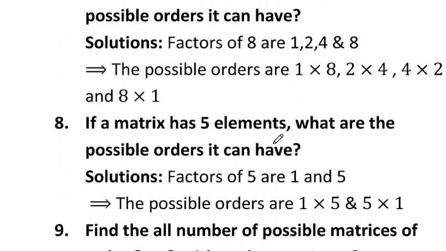And if the matrix has 5 elements, what are the possible orders it can have? 5 elements means it is a prime number. There will be only two factors, 1 and 5 itself: 1 cross 5 and 5 cross 1.